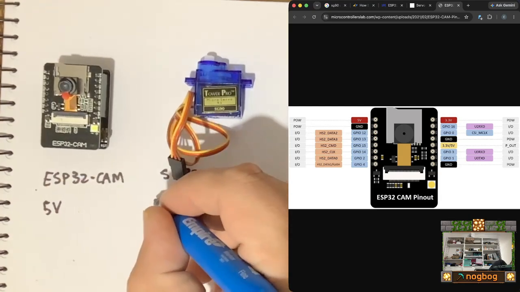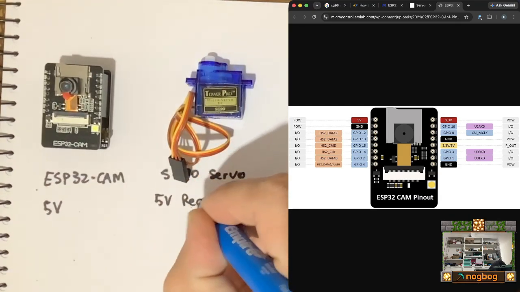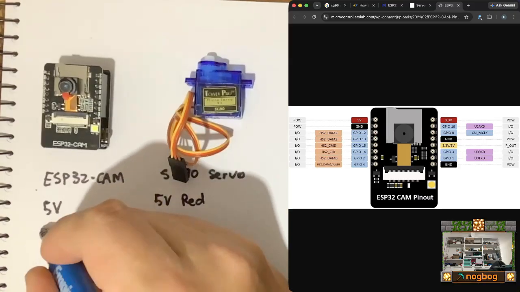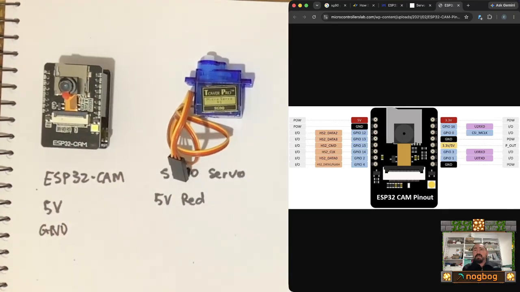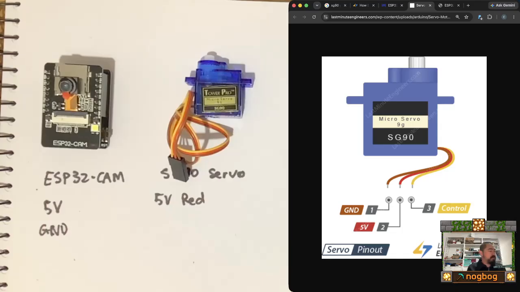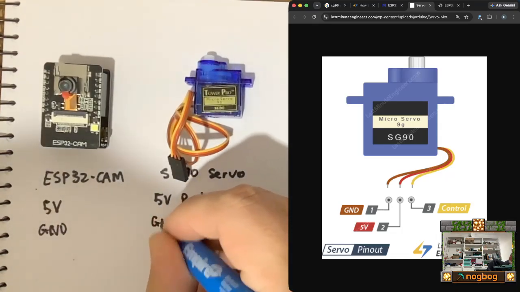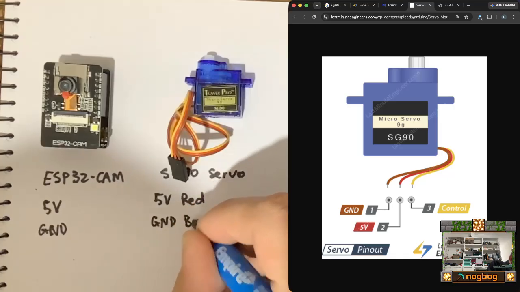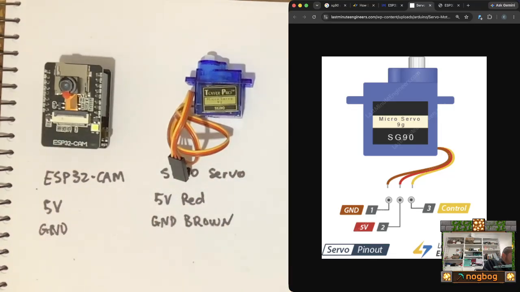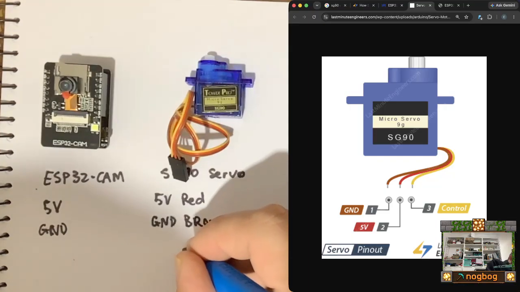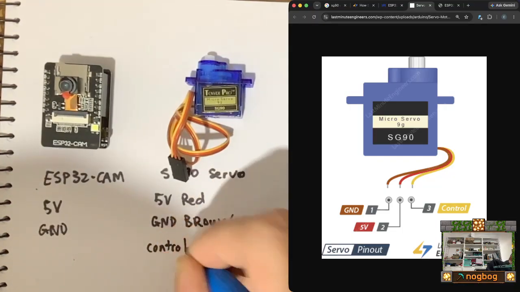And we want to connect the 5 volt to the red wire. And then we want ground, and ground is brown. So we'll say ground is brown. And our last wire is the control, which is yellow.